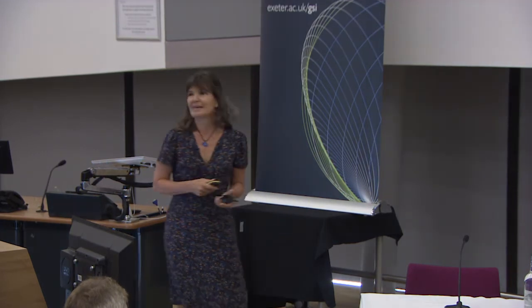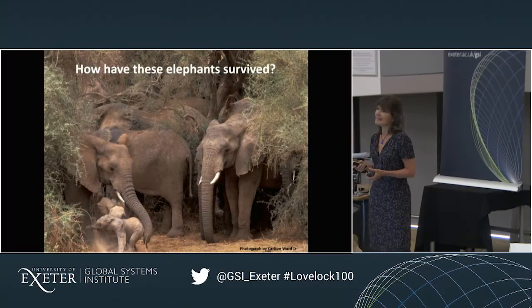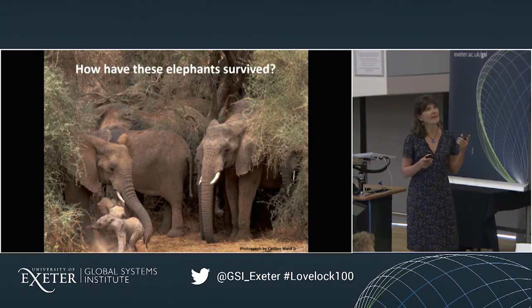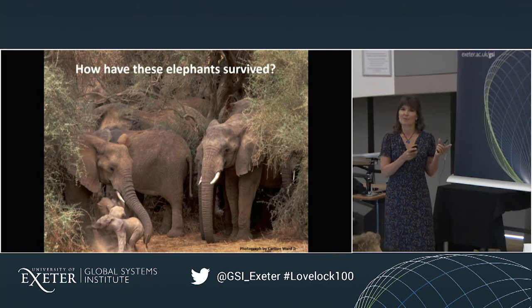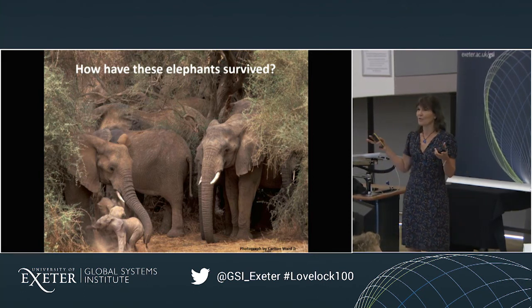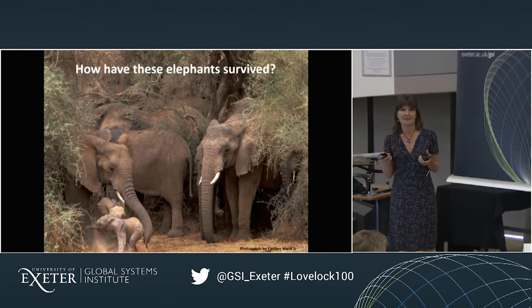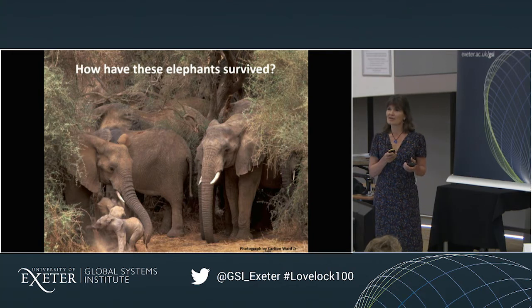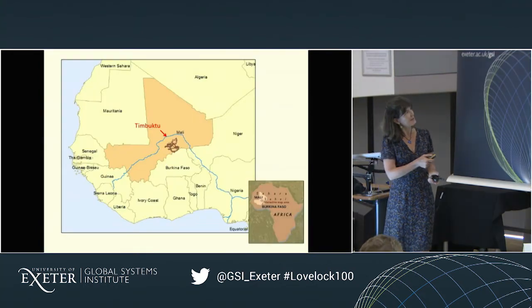So the problem is a population of elephants in central Mali. And in 2003, I was asked to try and understand why this elephant population had survived, while all the other elephant populations all around and on this latitude had disappeared. Understand their migration, were they threatened, or what needed to be done about it? So this is where we are.